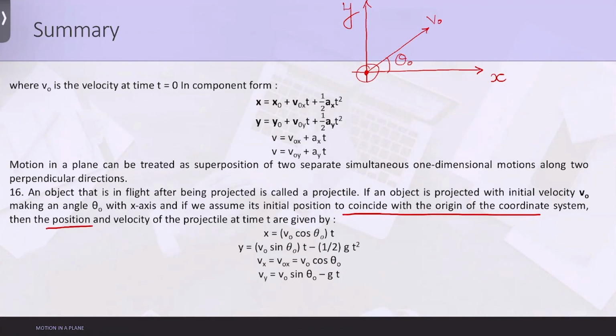Then the position and velocity of the projectile at time t are given by expressions we have already derived about two times. You can refer back to those lectures to understand how the derivation was done. So we got x equal to v naught cos theta naught t, y equal to v naught sin theta naught t minus half g t square. The value of vx at time t equal to 0 is v naught cos theta naught. You can see clearly it is a constant because v naught and theta naught are constant. And vy is equal to v naught sin theta naught minus g t.